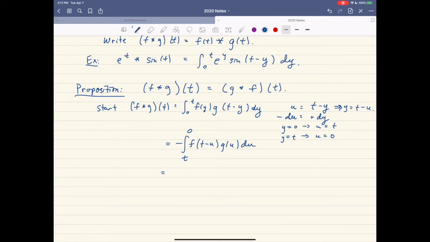And then the final step is that we know that we can switch the bounds of the integral at the cost of putting a minus out front. So if we put another minus out front, that makes it a plus. And then we have, I'm just going to write this as g of u times f of t minus u. So switching the order is not going to matter here. But this is nothing more than g convolved with f at t.